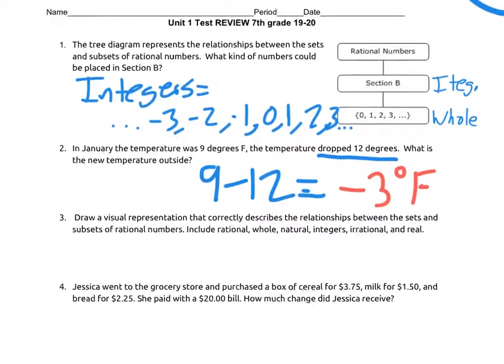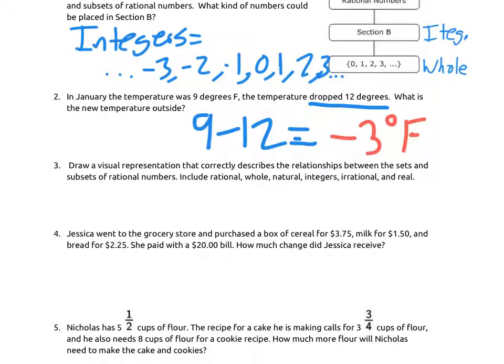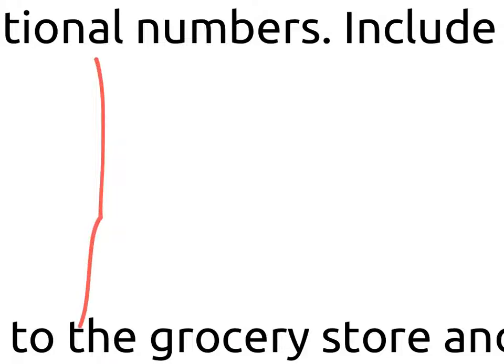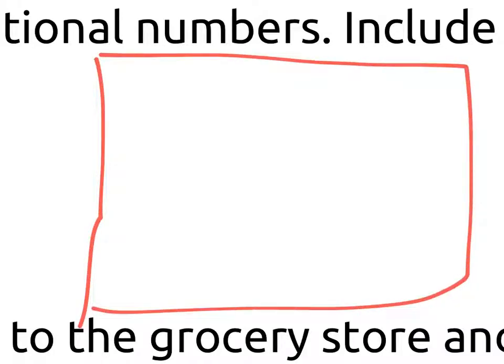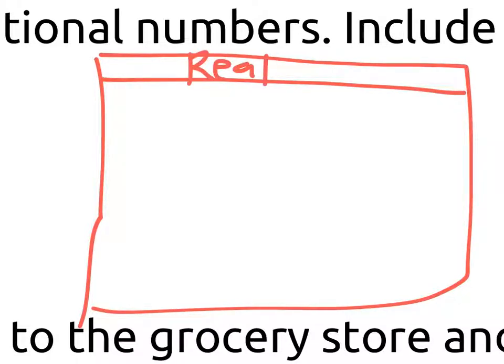Now for number 3. It says, draw a visual representation that correctly describes the relationship between sets and subsets of rational numbers. Include rational, whole, integer, irrational, and real. I'm going to zoom way in on this one. Pretty much it's just the setup that we always do. We've got our big old thing of real numbers, so I'm going to write real in here. Off to the side over here, we're going to have our irrationals. So I'll change colors for that. Irrational. And this side, rational.